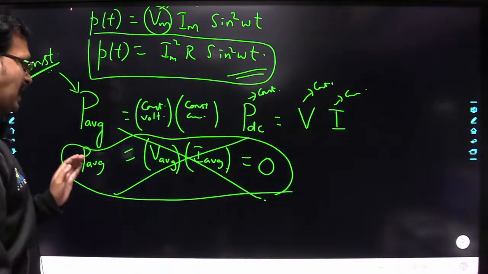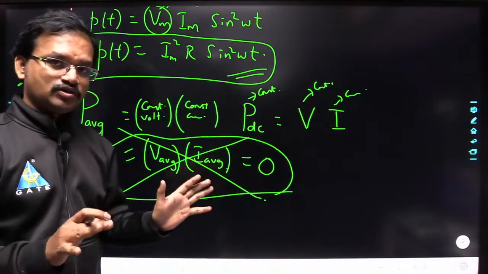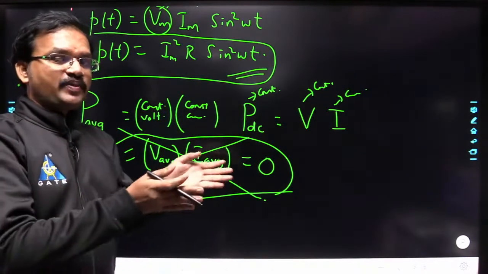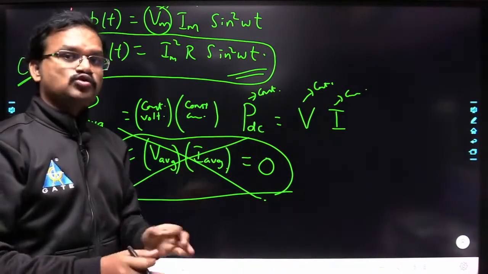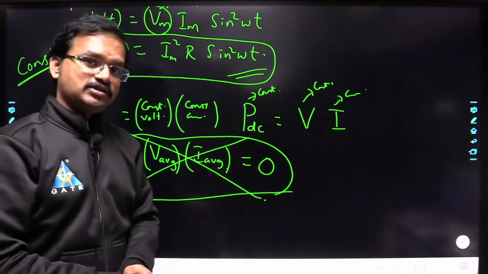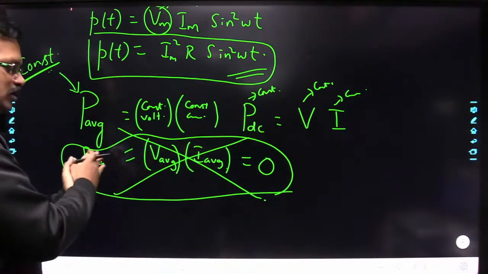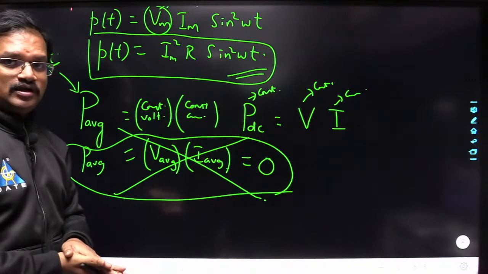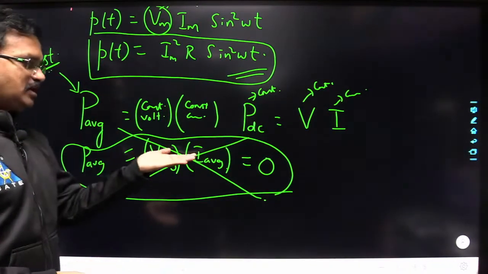Okay. So the average power dissipating across the resistor is not equal to 0. There is some power dissipating across the resistor whenever the current is flowing through it. So it cannot be 0. If you directly multiply V average into I average, it is going to give you a wrong result. So you cannot represent P average in terms of V average and I average.